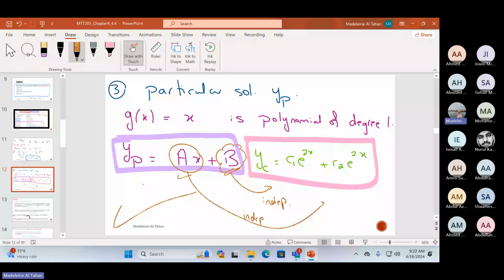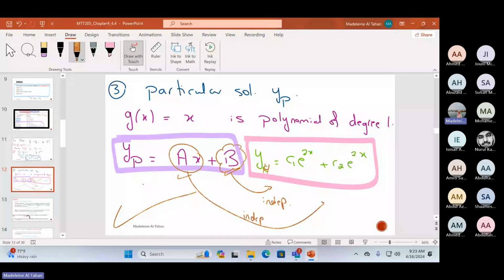Ax, do we have a constant times x in Yc or in Yh? We have C1 times e power 2x. It means that we don't have C1 times x. And we have C2 times e to x. We don't have C2 times x. So also we don't have it in Yh. So we are okay with it.